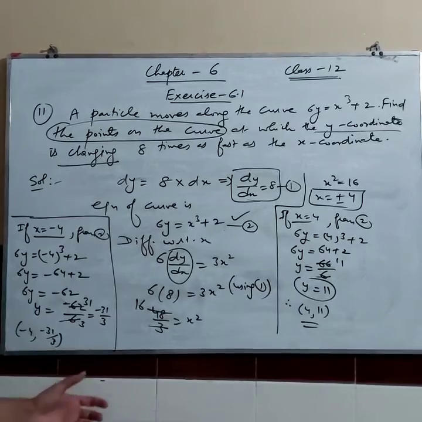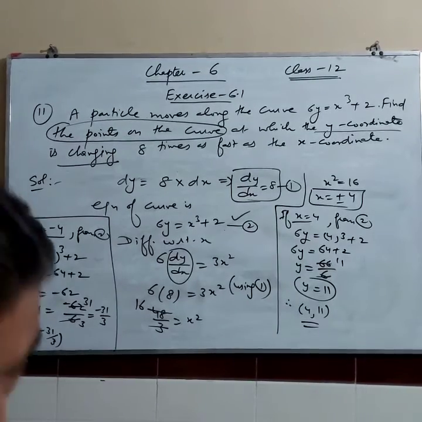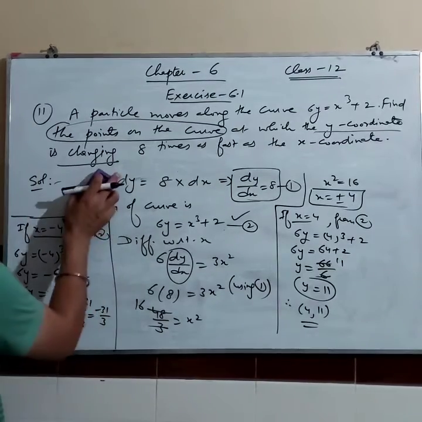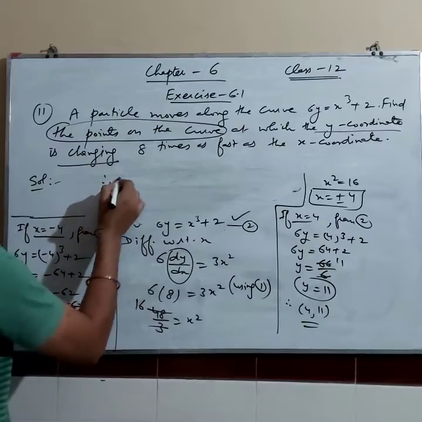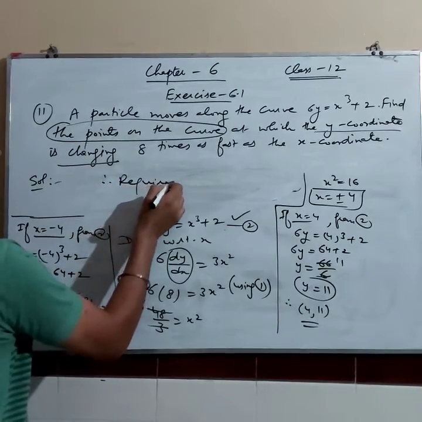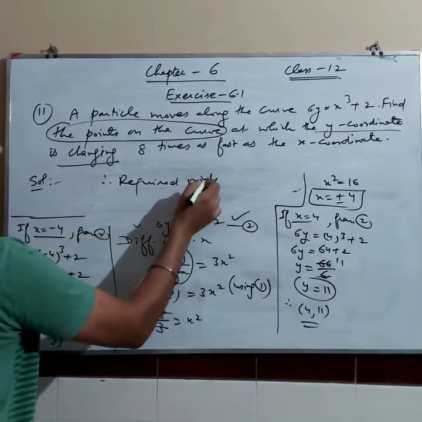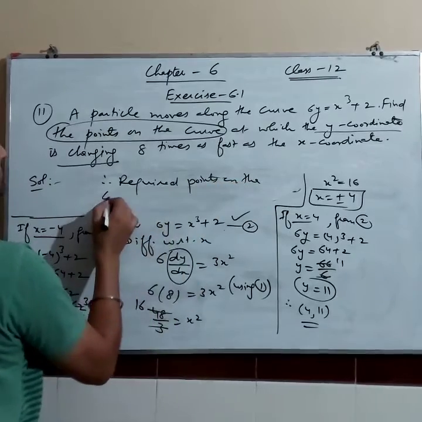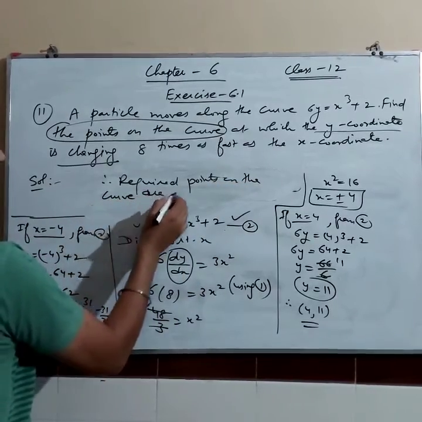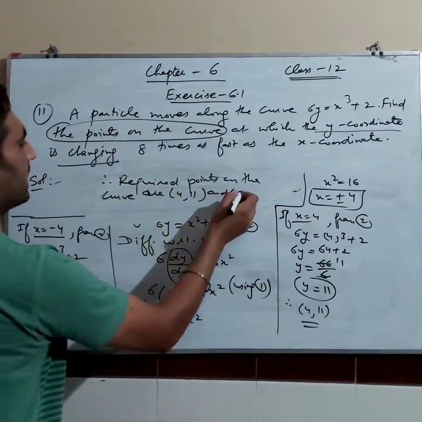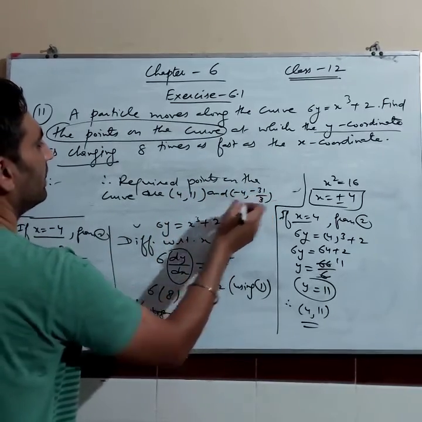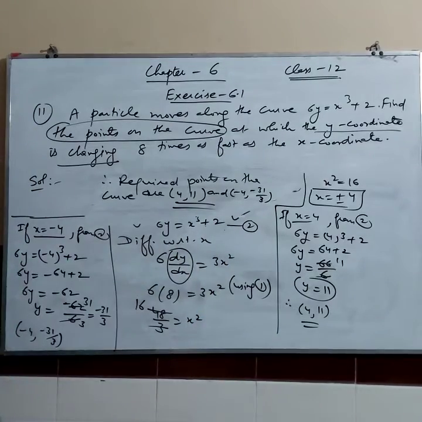So in the end you can give the answer of this part: therefore, the required points on the curve are (4, 11) and (minus 4, minus 31 over 3). This was our question number 11.